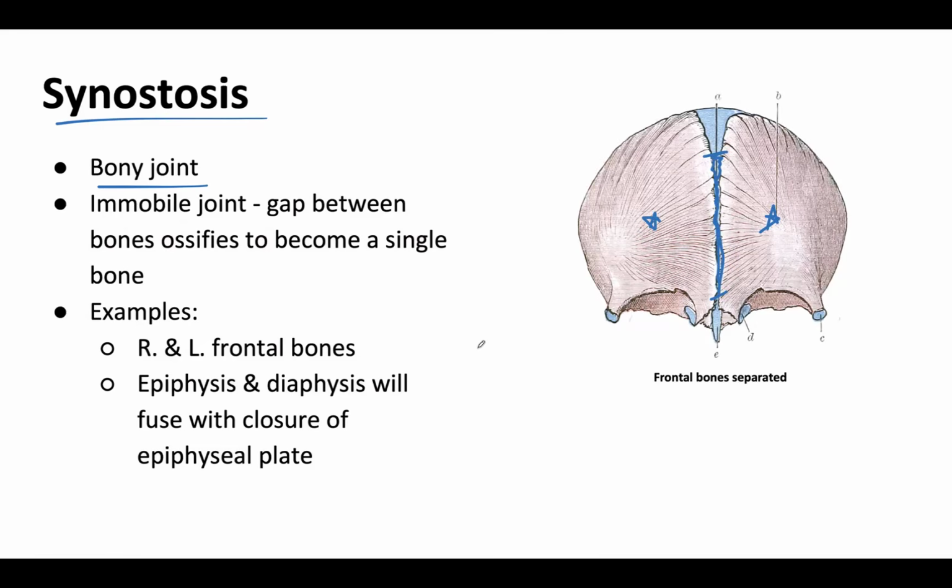Another example includes when a diaphysis and the epiphysis fuse once bone length growth has ceased. The area that had hyaline cartilage at the epiphyseal plate will be completely replaced by bone, and that will be an example of a synostosis.